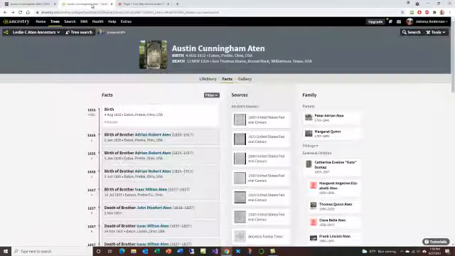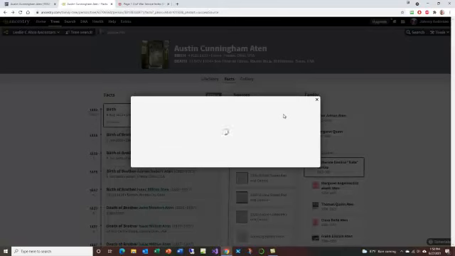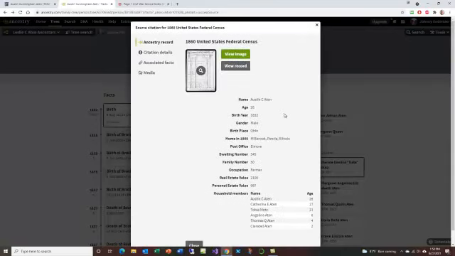So if we search for Austin Cunningham Ayton in Ancestry.com, this family tree has the most records associated with it. There's a couple of things that we can look for. There's the 1860 census, and it says, in fact, in 1860 he lived in Millbrook in Peoria County, Illinois. So if he was a veteran, he was probably a Union veteran.